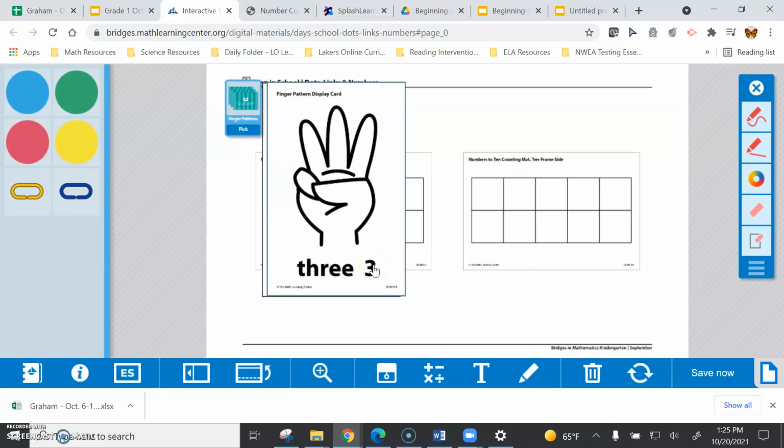This is the one I want to leave you with today. 3 plus what will equal 10? I want you to use your number rack. You can use your cubes. Use a tool that will help you get to that answer. 3 plus what will equal 10?